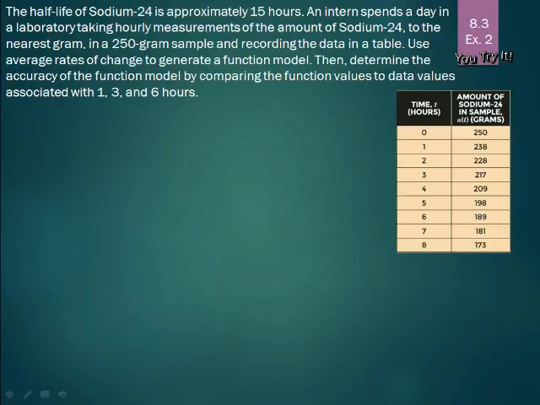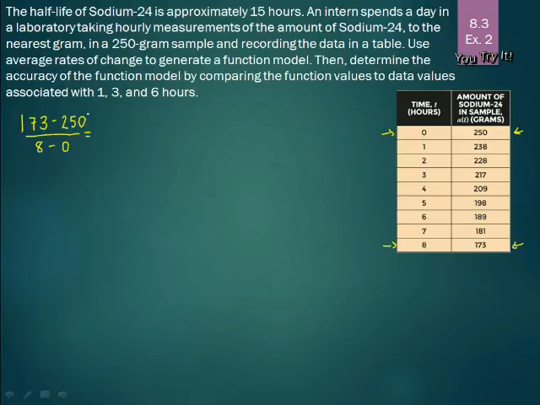Then determine the accuracy of the function model by comparing the function values to data values associated with 1, 3, and 6 hours. Okay, so let's first find our function model. We need to take the average rate of change, so we'll take our dependent variable, which is A of t, the last minus first values, and divide by the last minus first independent values.